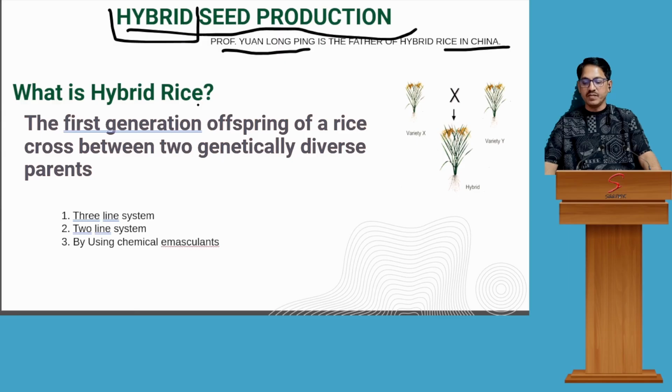What is hybrid then? This is the progeny obtained from the cross of these two genetically dissimilar parents. This is the first generation offspring of a rice. It is a cross between two diverse parents.